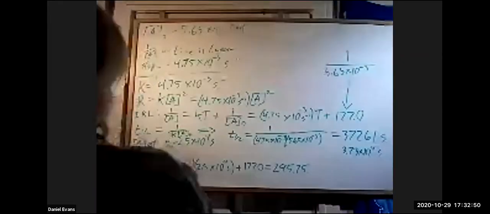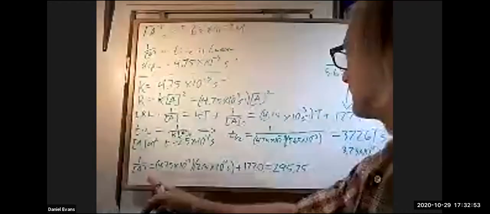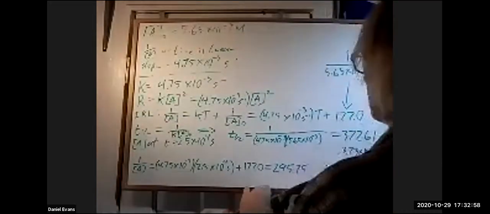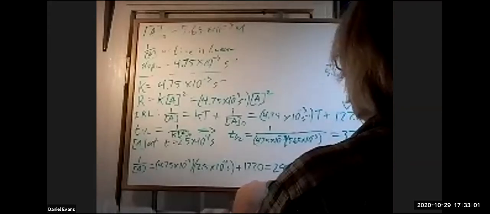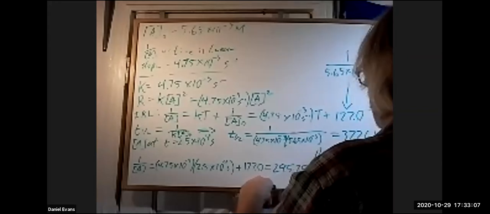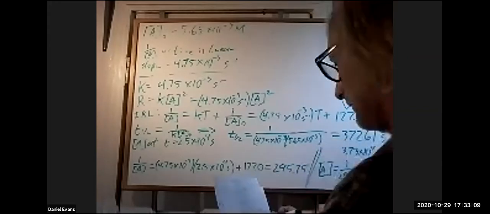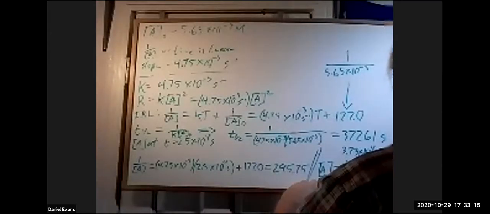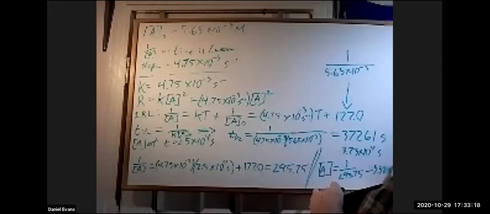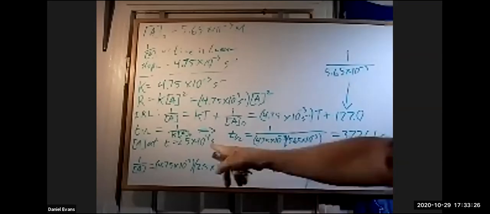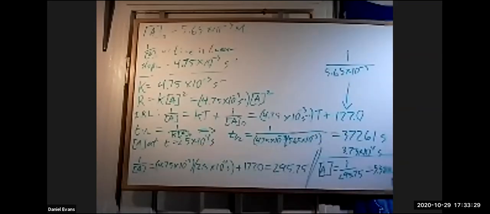But this is for 1 over the concentration. So it's not concentration yet. So to get the concentration, we have to do 1 over this. So our concentration will be equal to 1 over the 295.75, which equals 3.38 times 10 to the minus 3 with units of molarity. So that would be our final concentration at 2.5 times 10 to the fourth seconds.